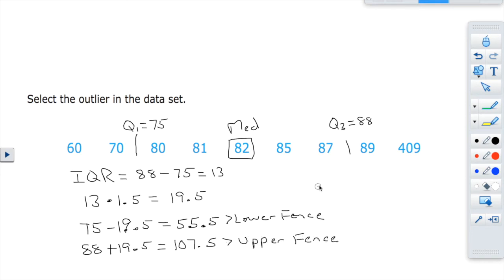So anything outside of the range of my lower fence and my upper fence are outliers. As you could see, there are no numbers down here that are lower than 55.5, so I have no outliers on this half of the data. Up here though, as I predicted when we started, 409 is well above 107.5. So it's above my upper fence, so that is an outlier.